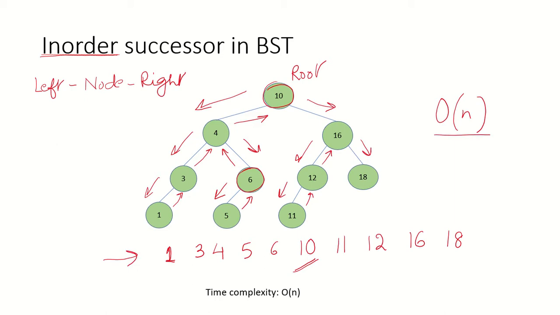But finding the successor could be a frequently required operation. Suppose I have any node, say 12, then I need to know what the in-order successor of this node is. And we do not want this complexity of order of n every time. So can we do better and reduce this complexity and make it order of h, where h is the height of the tree? So what is the logic that would be required for this? Let's see.